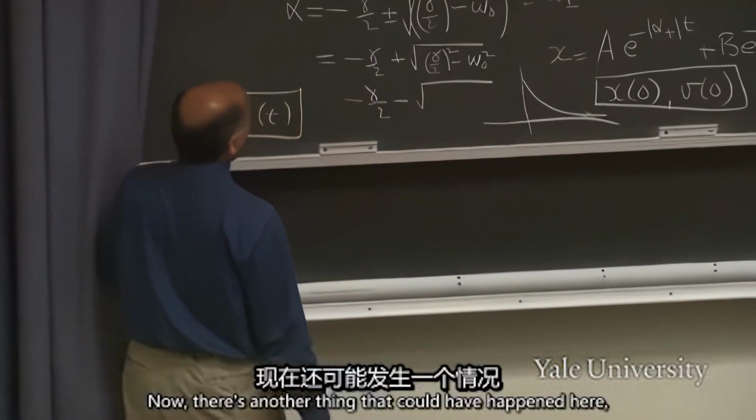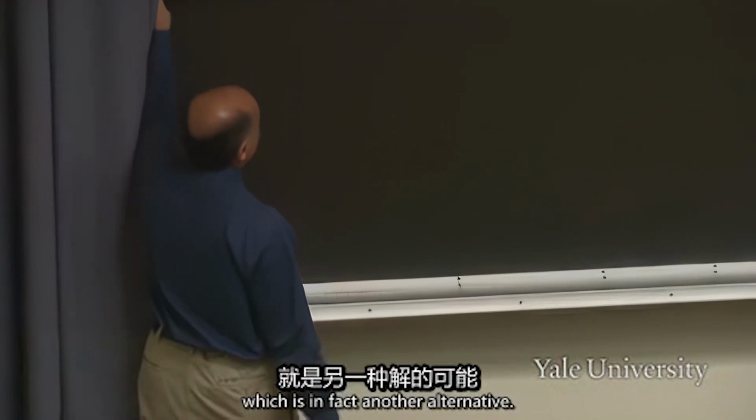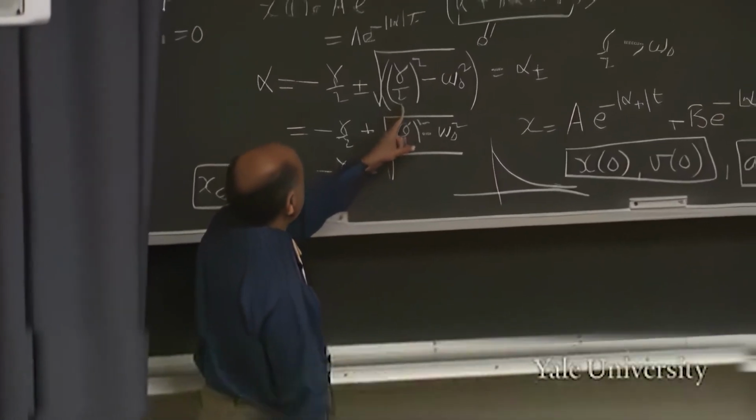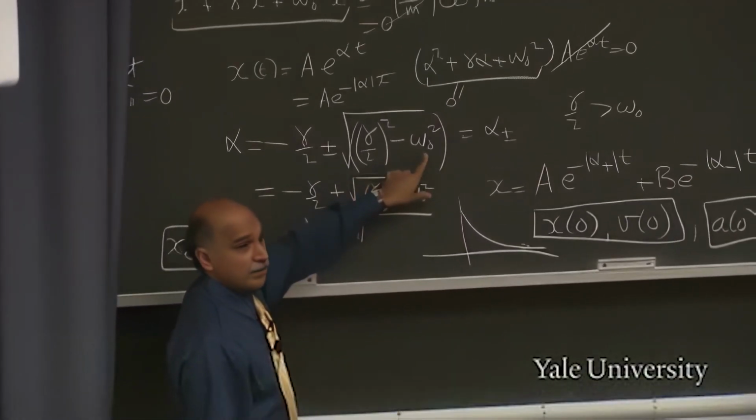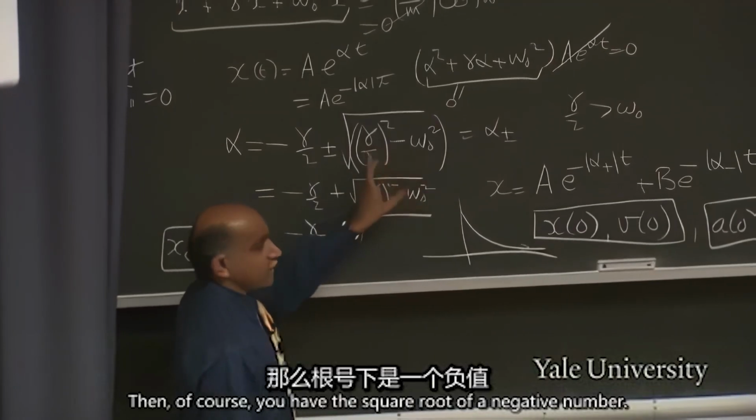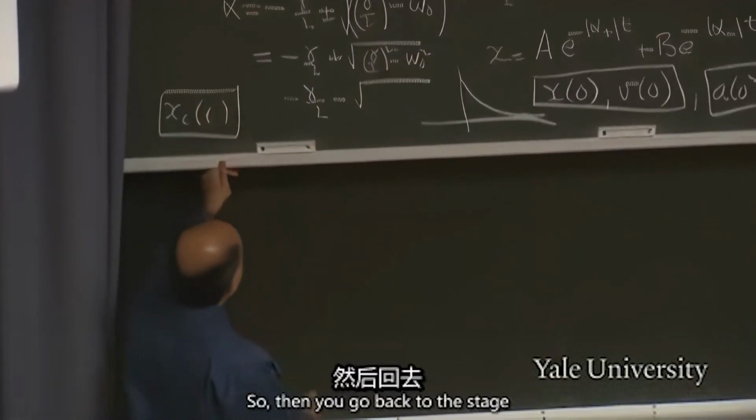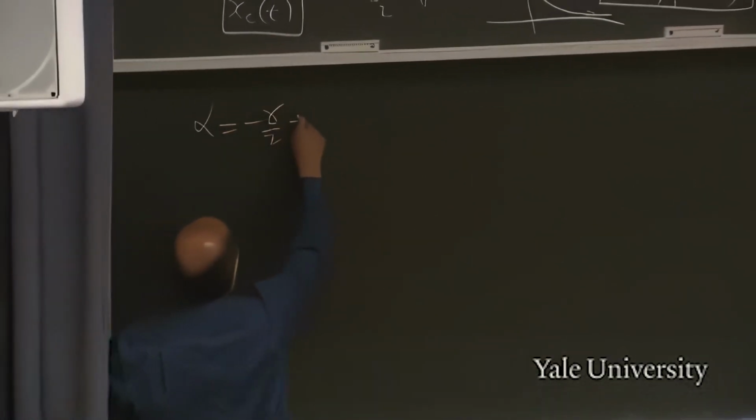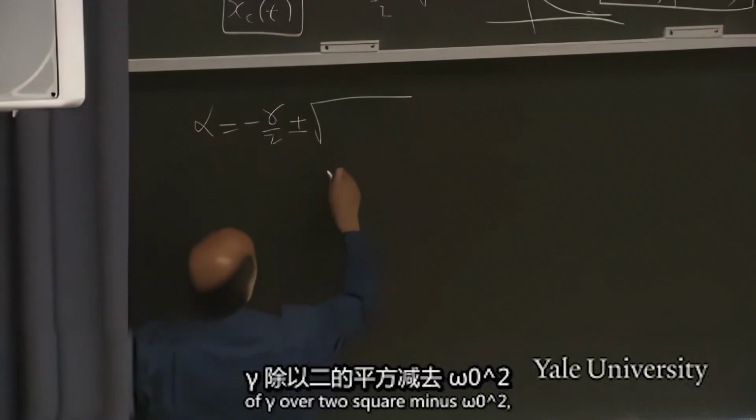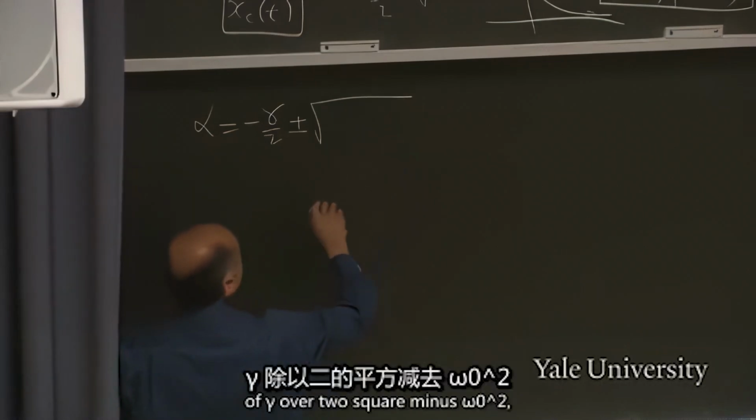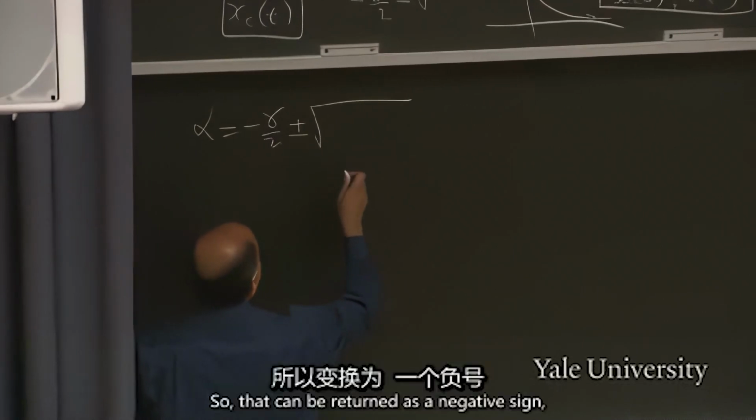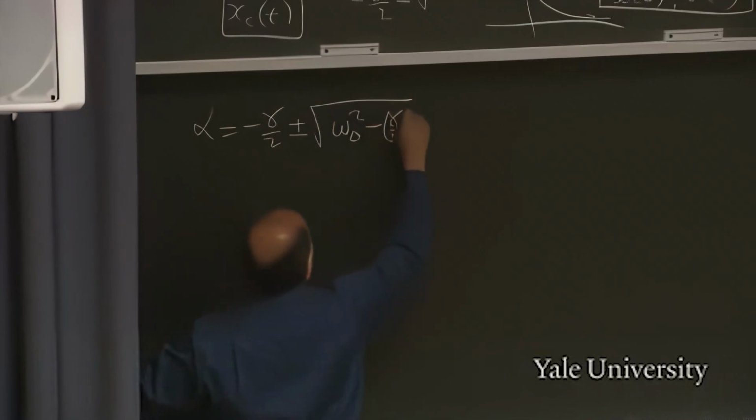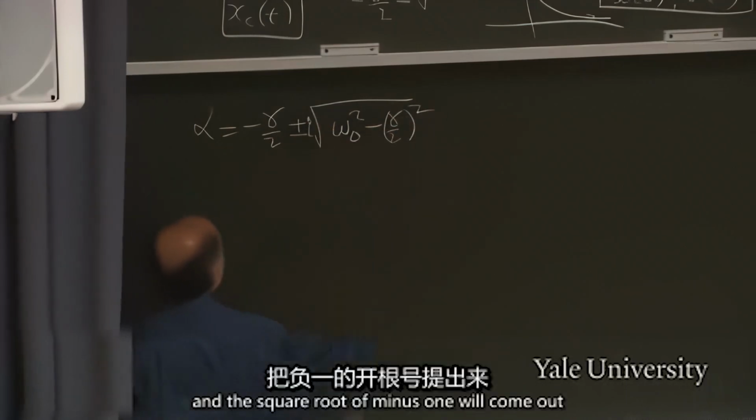Now, there is another thing that could have happened here, which is in fact another alternative. You can think about what I'm saying. The other alternative is when this gamma over 2 is smaller than this omega naught. Then, of course, you have the square root of a negative number. So then you go back to the stage where you're finding the root, and you say alpha equals minus gamma over 2 plus or minus square root of gamma over 2 square minus omega naught square, but that number is negative. So that can be written as a negative sign times the square root of this number. And the square root of minus 1 will come out as an i in front.